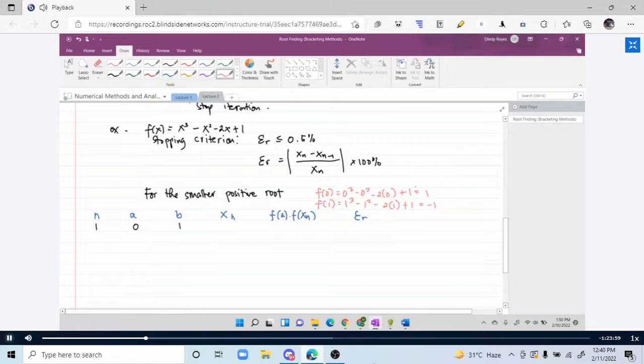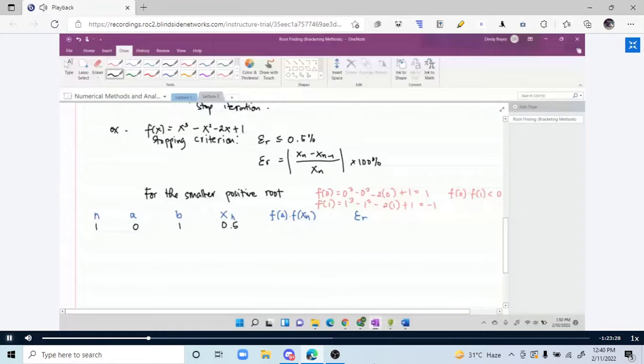So it means that f of 0 times f of 1 is less than 0, which is a negative number. So in between 0 and 1, there is at least one root, and that is actually the smaller positive root for this particular function. Now, obviously, x sub n using the midpoint formula is 0.5. No need for a calculator.